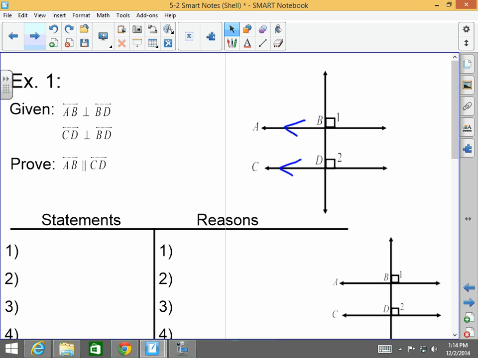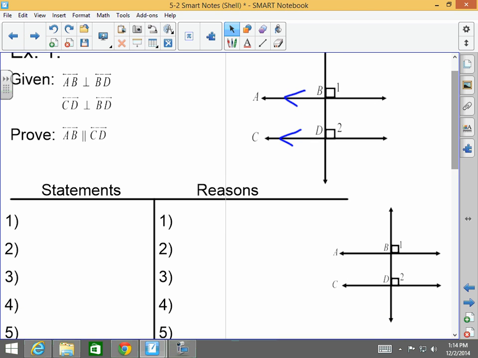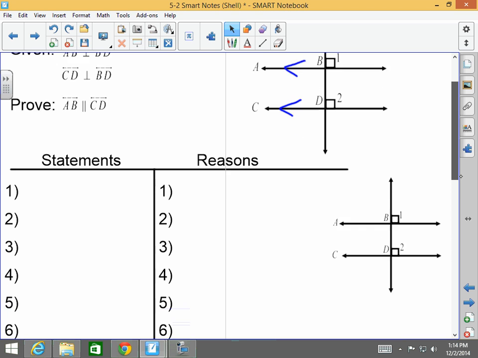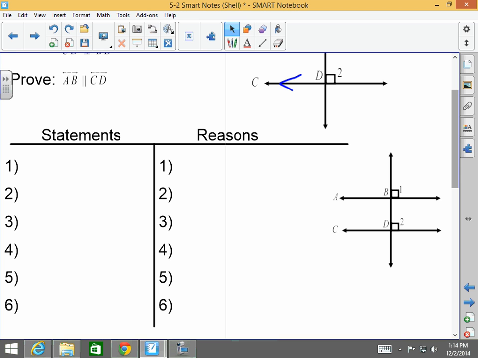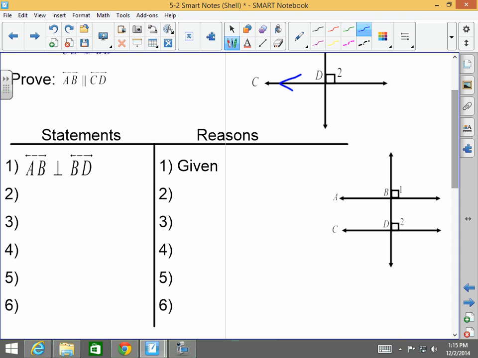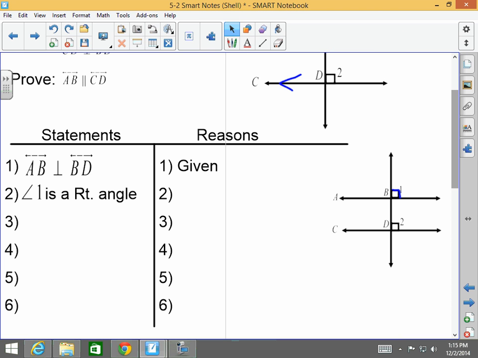I'm going to prove the proof. I'm going to prove the theorem here. On a test or a quiz, you don't have to do what we're doing, but I want to show you the logic behind it, the why. Okay? And of course, step one, AB is perpendicular to BD, given. So that's why we have a little 90 there. From there, we know that angle 1 is a right angle. That's the definition of perpendicular lines.